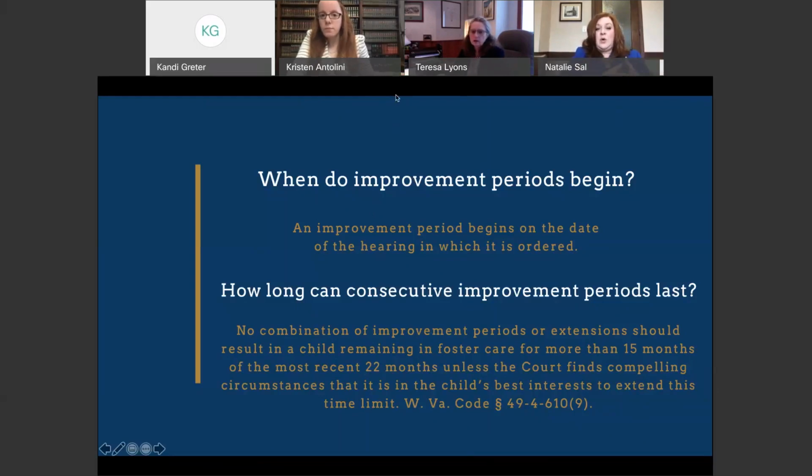And when you look at all the time periods from the date that the timer starts ticking through the end of when you've run out of time, all of those improvement periods together cannot exceed 15 out of the most recent 22 months unless there are compelling circumstances that are found. Clearly, there are those circumstances that occur, and if courts find in a given case that it's in the best interest of the child to exceed that time frame because of compelling circumstances, that can be a legitimate finding. But most cases really need to fall within that 15 out of 22 months.